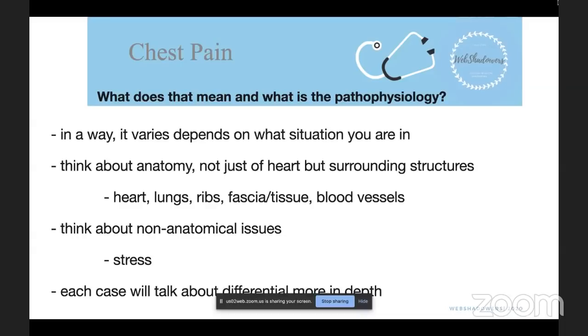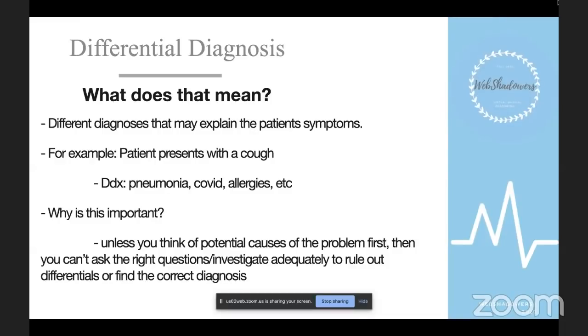Differential diagnosis. So what does that mean? Differential diagnosis is different diagnoses that may explain the patient's symptoms. For example, if a patient comes in with cough, what am I thinking as a potential cause for that? Do they have pneumonia? Do they have COVID? Something very relevant right now. Is it allergies? Is it a simple viral infection, et cetera? So what is my potential source of diagnoses that could explain these symptoms?